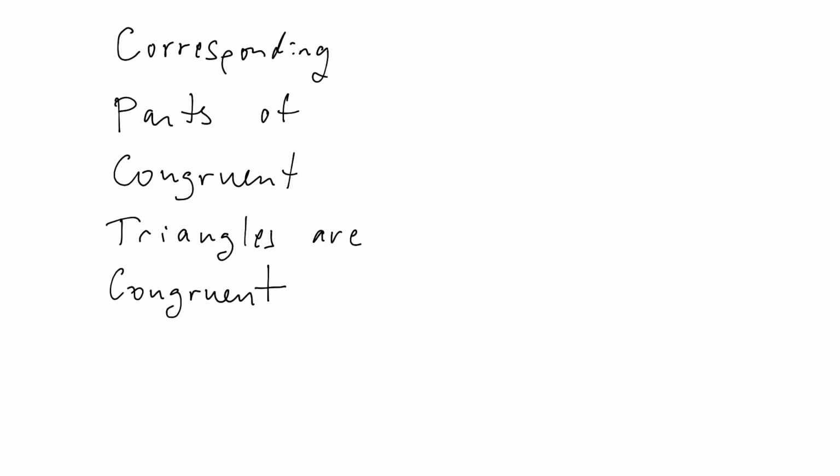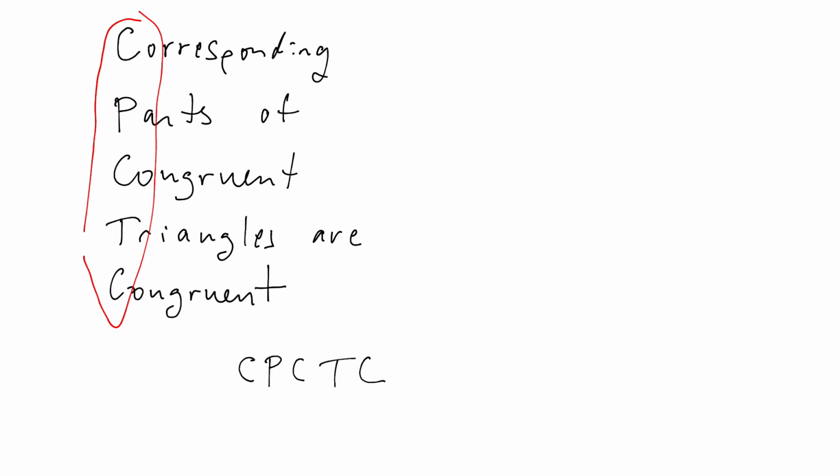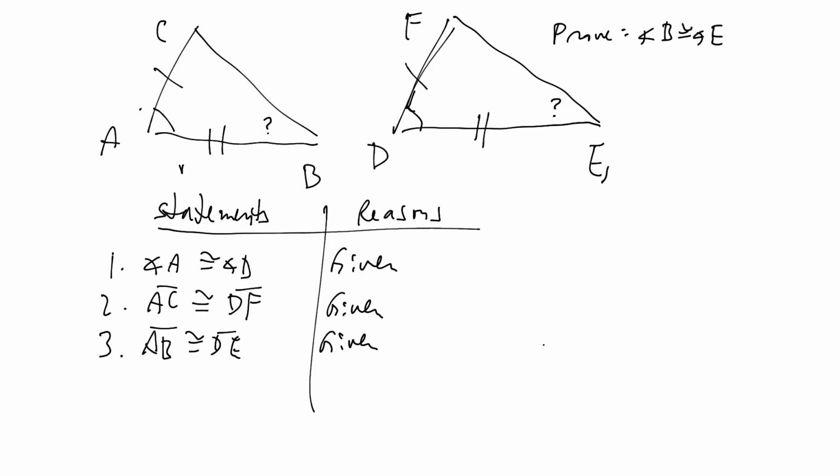In this video, I want to tell you about a reason for a statement in a geometric proof that's very, very common, and it's called corresponding parts of congruent triangles are congruent. If you take the first letters here, we often abbreviate it as CPCTC. Here's an example of a typical proof that involves CPCTC.